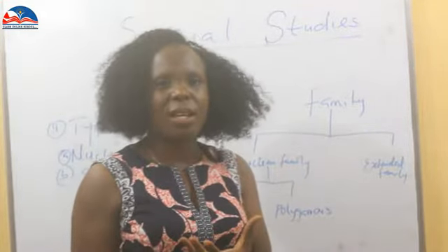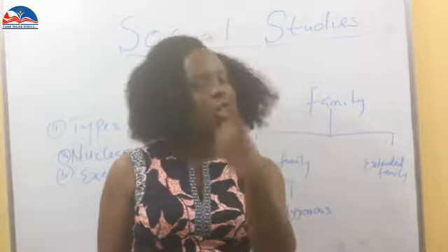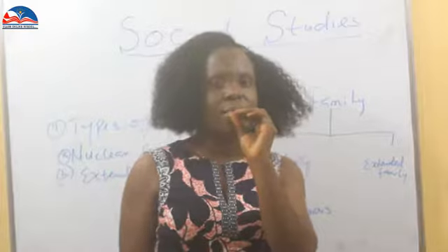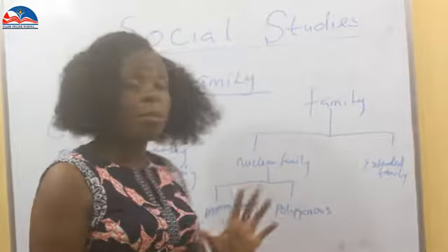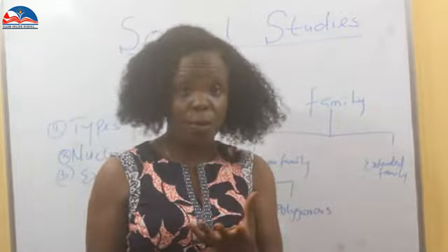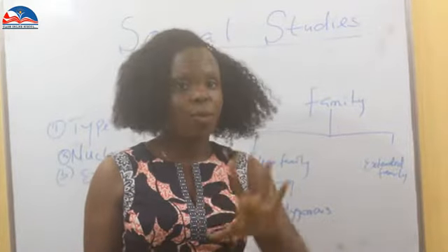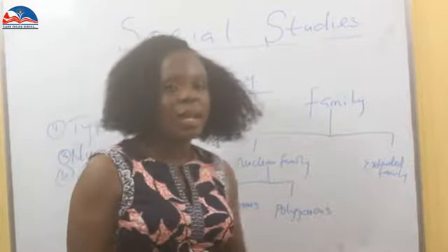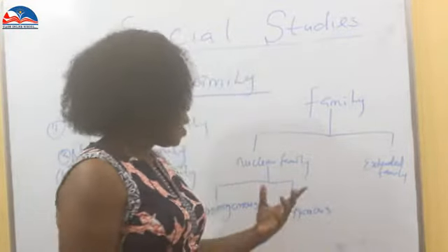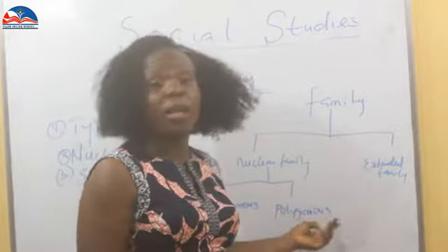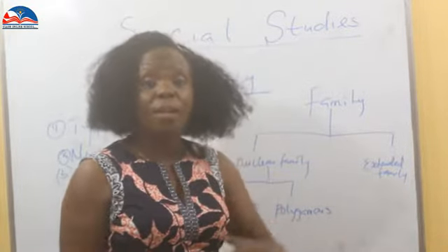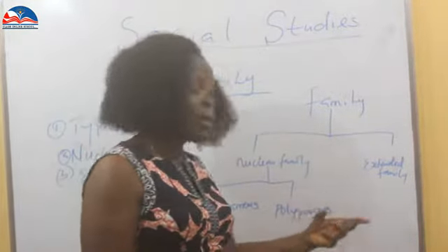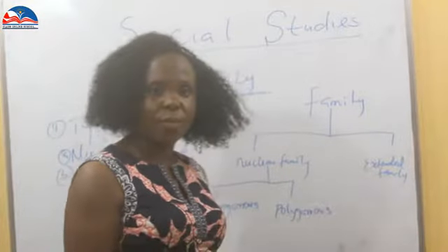In a monogamous family, the man is married to just one woman. That is what the monogamous family involves. A man with a wife and the children. Monogamous. One. Now what about polygamous? Many. The polygamous kind of family has to do with a man with many wives. A man with many wives and children.